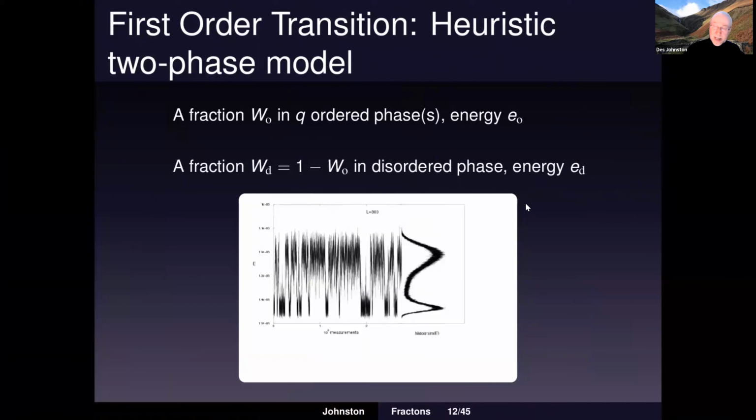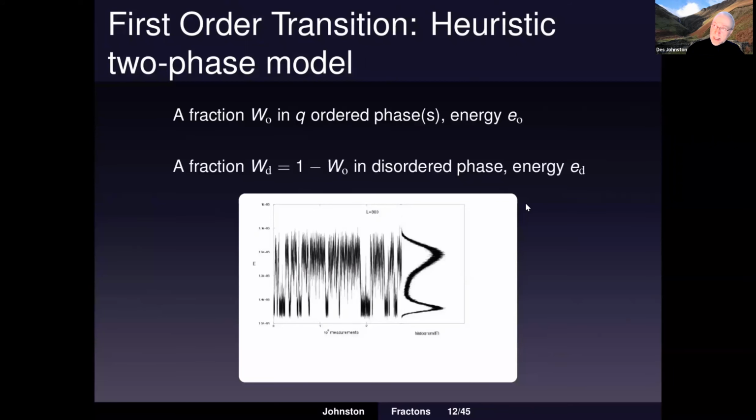So in a first order phase transition, if you're close to the transition point, what you typically see is phase coexistence. So there'll be a disordered phase and an ordered phase coexisting at the transition point. And if you're doing a simulation, your system jumps between the two, very close to the phase transition point. So here's a time series. I think this is a simulation of a Potts model here.